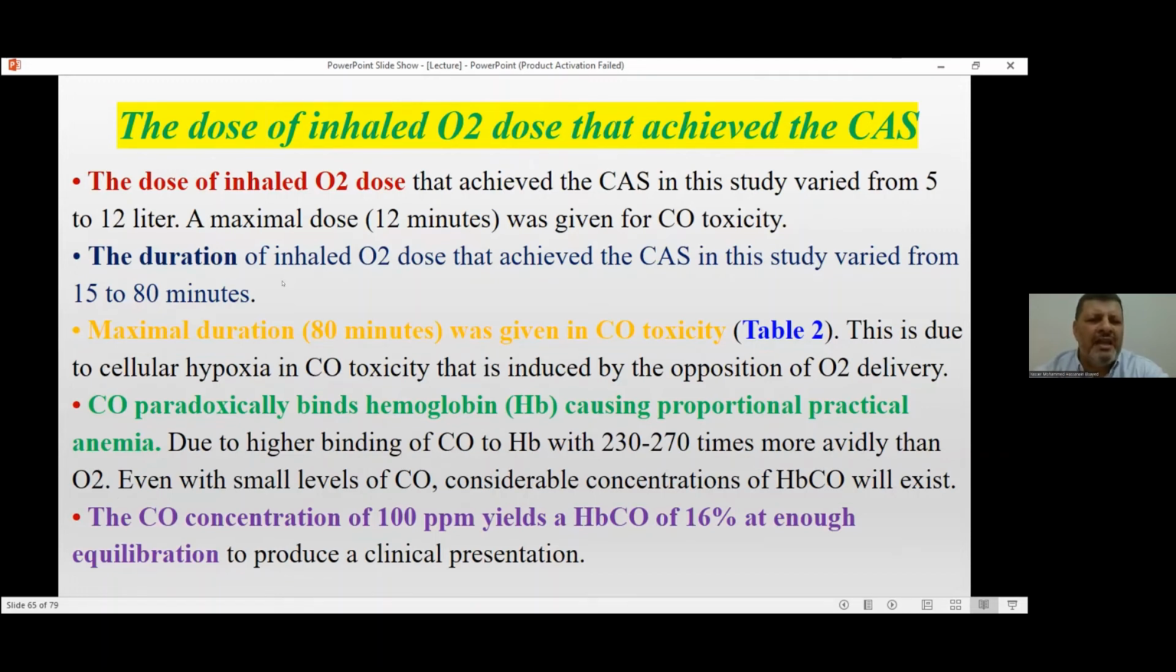The duration of inhaled oxygen that achieved the coronary artery spasm in this study varied from 15 to 80 minutes. The maximum duration was 80 minutes, given only in carbon monoxide toxicity. Carbon monoxide paradoxically binds hemoglobin, causing functional anemia. A carbon monoxide concentration of 100 ppb yields a carboxyhemoglobin concentration of 16% at equilibrium.